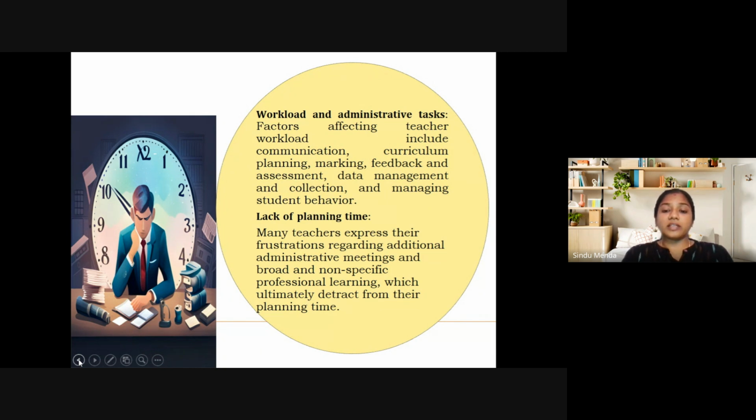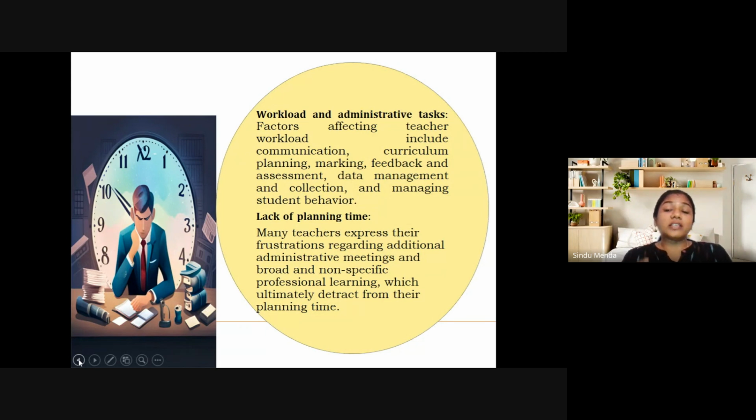There are different factors. One is workload and administrative tasks. In our college, based on hours, teacher workload includes communication, curriculum planning, marking, feedback and assessment, data management and collection, and managing student behavior. These all come under workload and administrative tasks, what we call urgency.